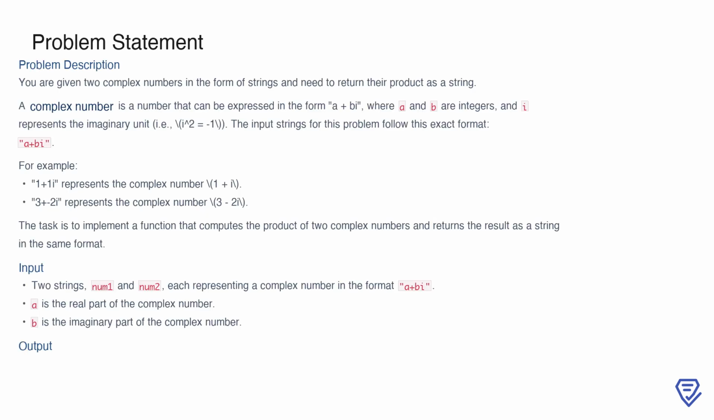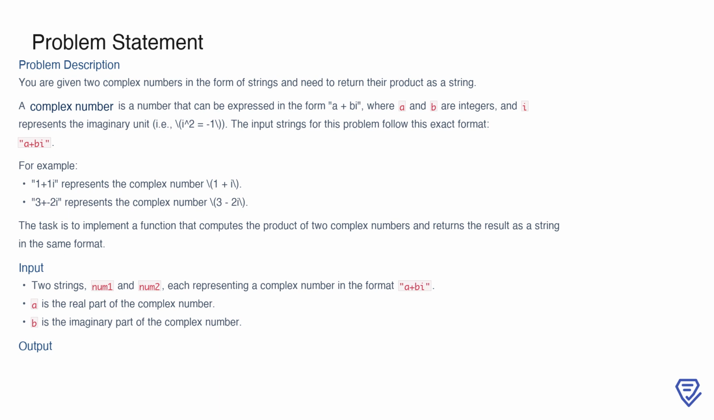In this problem, we are tasked with multiplying two complex numbers. These numbers are provided as strings, formatted as a + bi, where a represents the real part and b represents the imaginary part of the complex number. The letter i here denotes the imaginary unit, which satisfies the property that i squared equals -1. For example, the string 1+1i corresponds to the complex number 1 + i, and 3+-2i corresponds to the complex number 3 - 2i.